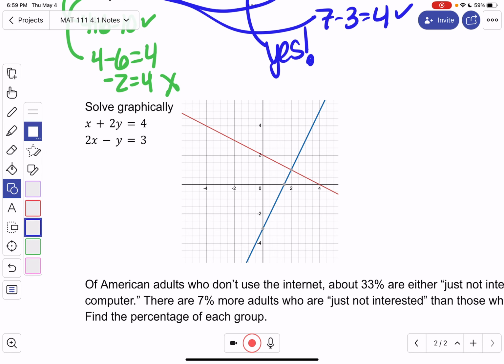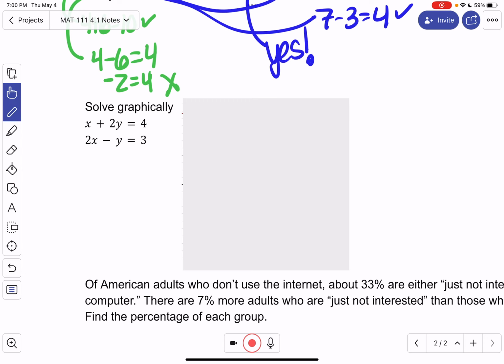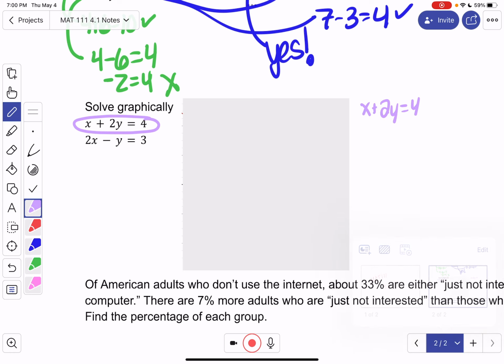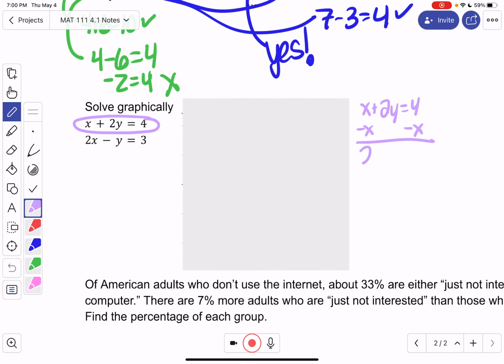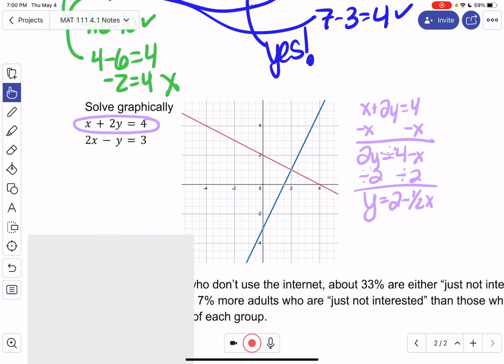If you didn't have the graph, let's pretend that's not there, we're going to solve these so they say y equals. So I'm going to take this one. x plus 2y equals 4. I'm going to move the x over. 2y equals 4 minus x. Divide everything by 2. y equals 2 minus 1/2 x. If I were to draw that, start at 2. Go down 1 over 2. We have that line.